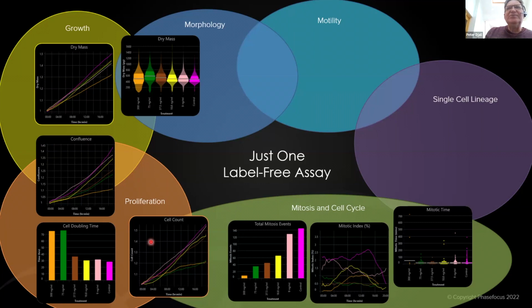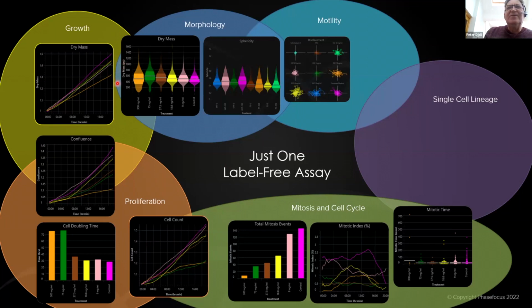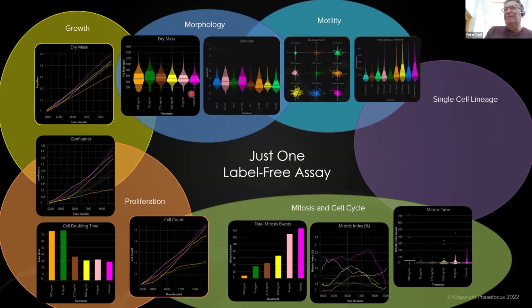We measure the morphology, the shape and other parameters. We measure the motility, and what's really nice to think about with these bee swarm plots and all of these individual tracks is that they are all made of dots of individual cells, where we have that data you can drill right down to. The software has really been built for that single cell understanding.